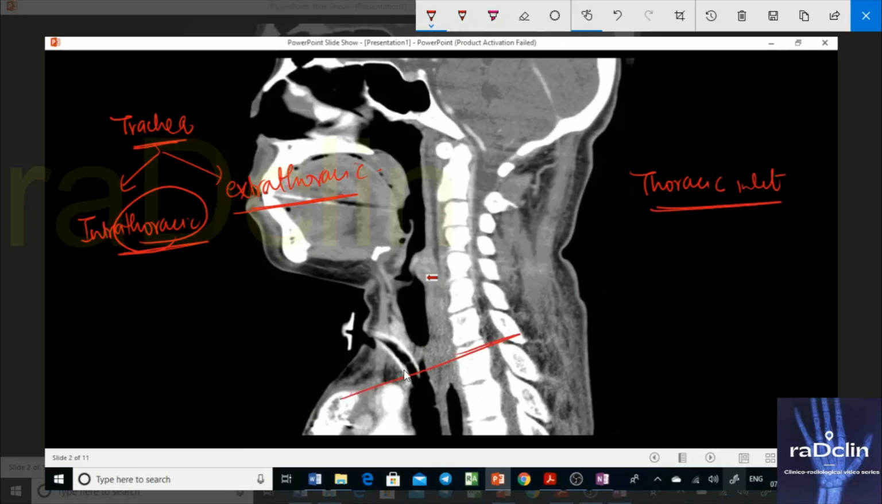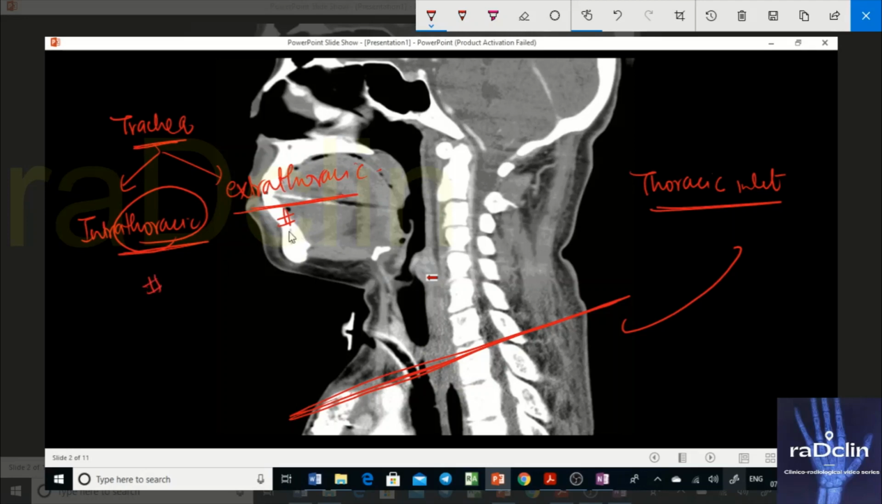So it is like this. If you pass the thoracic inlet line, it would be something like this. And why is it so? Because the superior border of your first rib is a part of thoracic inlet, and ribs are never horizontal. They are slanting, anterior-posteriorly slanting. So the part of the trachea that is above this line of thoracic inlet, we call extrathoracic, and the part that is below this thoracic inlet is your intrathoracic part.